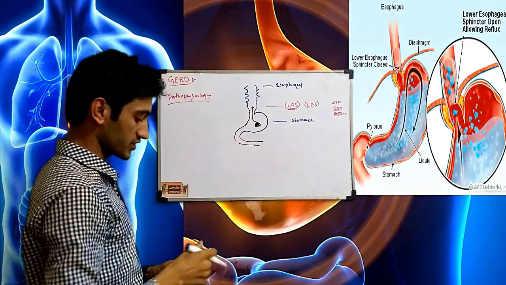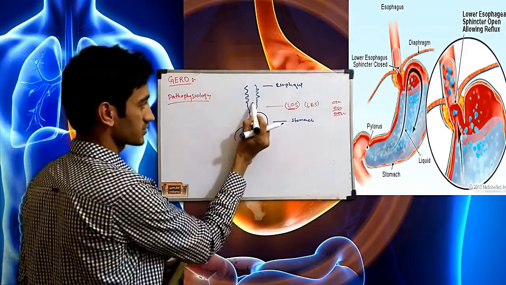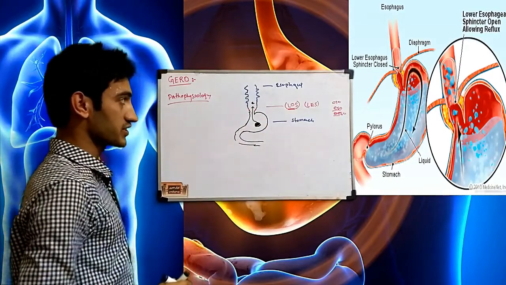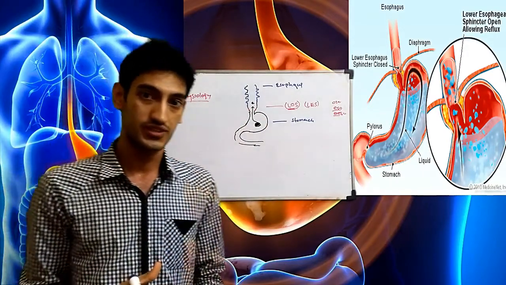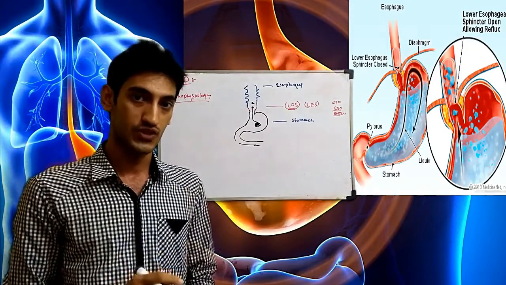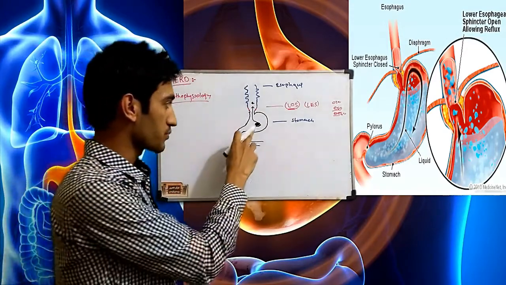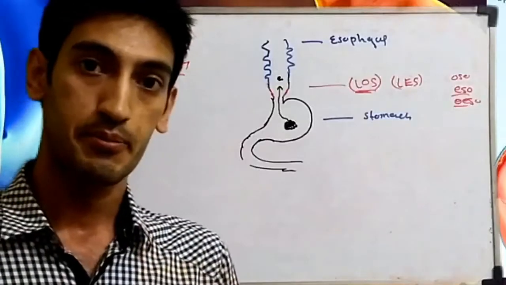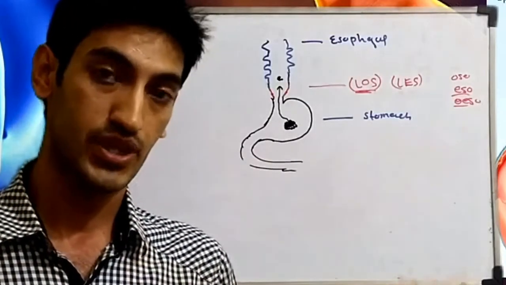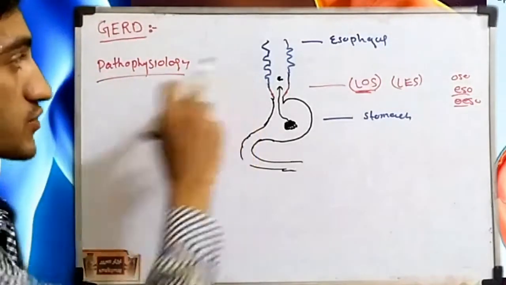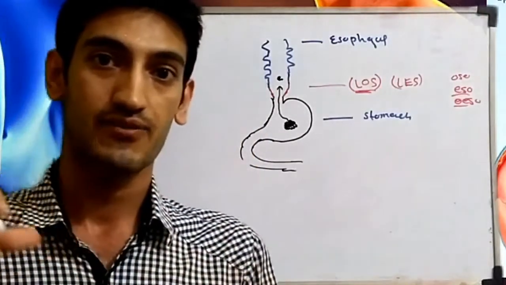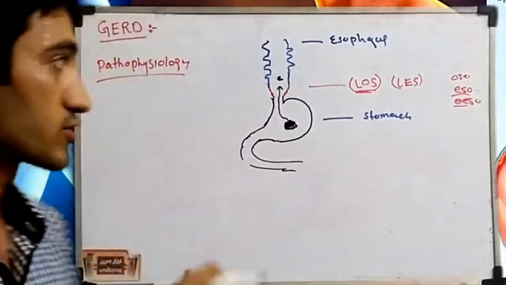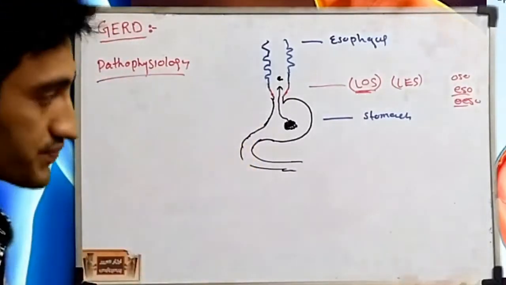And this peristalsis will take the contents back to the stomach. Normally there is reflux of contents, there is gastroesophageal reflux, a backflow of gastric contents into the esophagus, but that will not cause a disease because the esophagus will start peristalsis, and it will clear the esophagus of the contents.